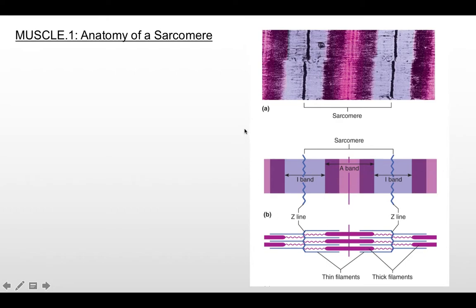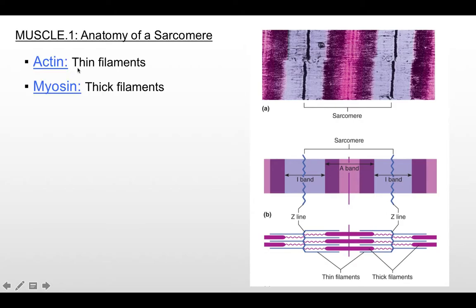So this is the anatomy of a sarcomere. We said on the last slide that actin is a thin filament, meaning a very thin fiber. Myosin is a thicker filament. And so on this picture down here below, the thin filaments are represented in blue, and the myosin thick filaments are represented in this darker purple color.